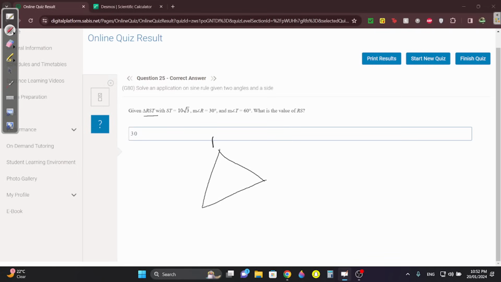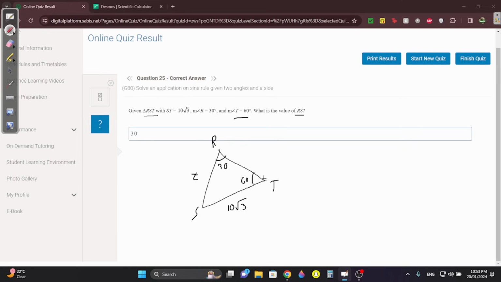The pen looks different. RST. They gave us ST is 10 radical 3, and they gave us angle R is 30, and T is 60. Okay, what is the value of RS? So let's say RS will be opposite to T, so it will be little t. So now what do we want?